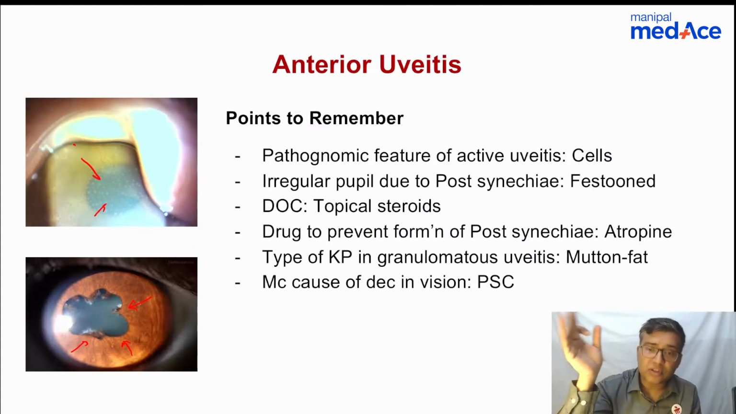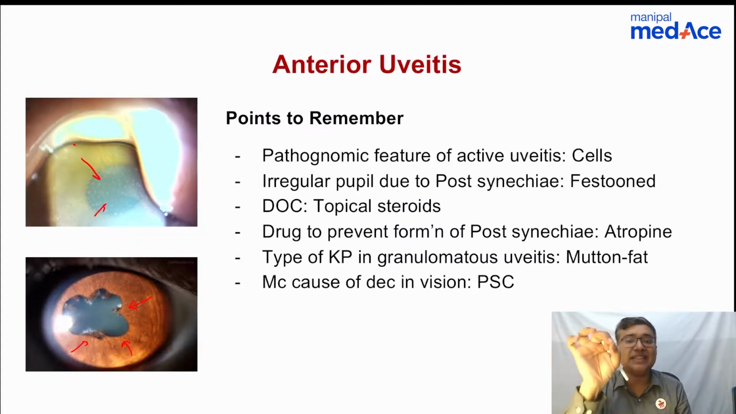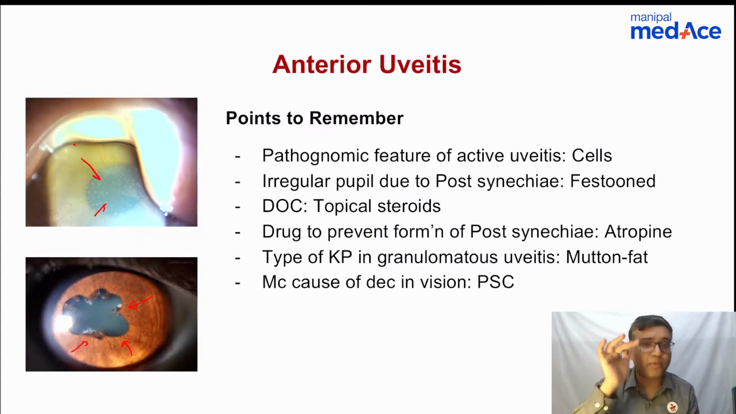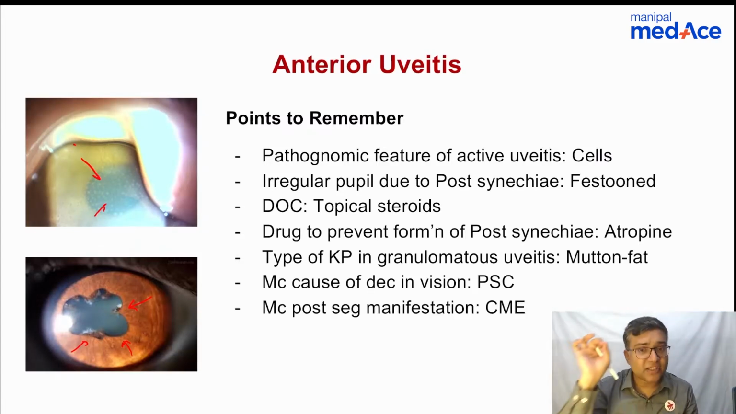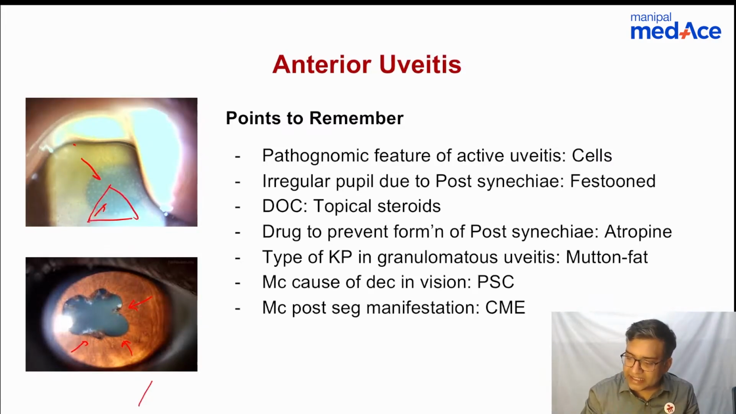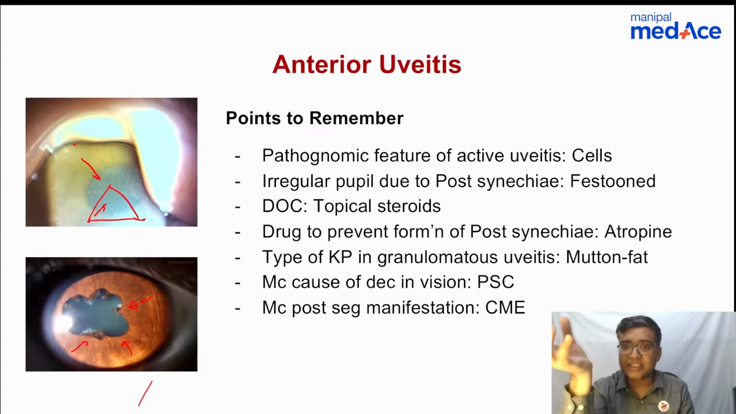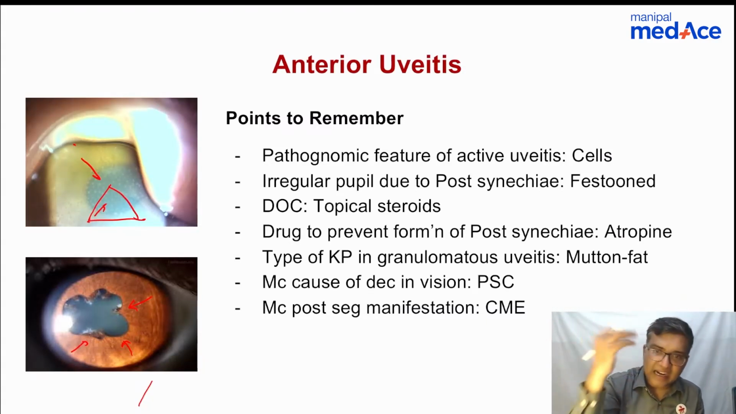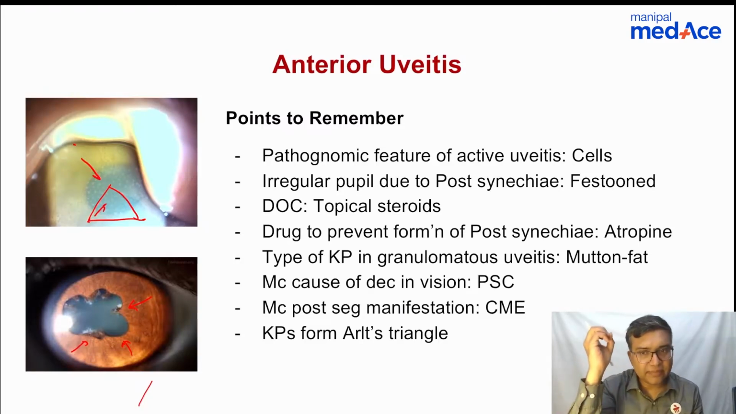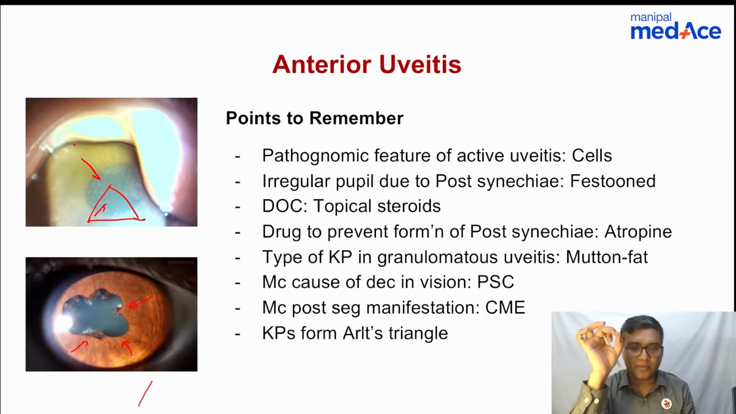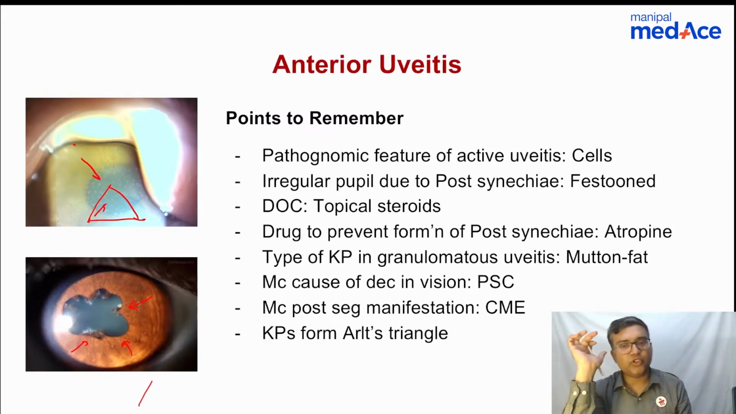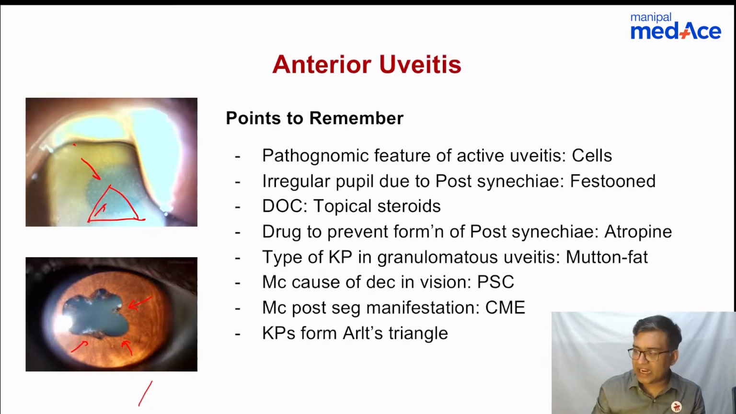If they ask about the posterior segment anomaly in these patients, the most common posterior segment anomaly here is cystoid macular edema. And sometimes they ask about a triangle that is formed by the KP. What is the name of that triangle? Can anyone tell in our comment section? So the triangle that would be formed would be the Arlt's triangle. Okay, so these are some important points that you should remember regarding anterior uveitis.